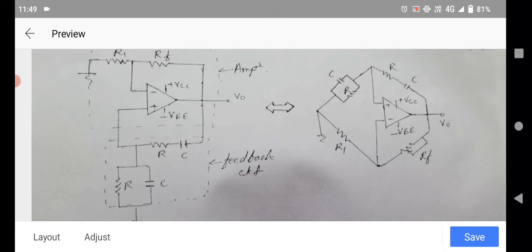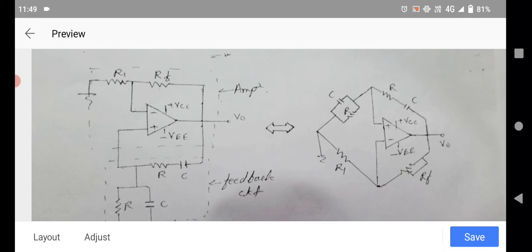The main part of this circuit is the operational amplifier. The inverting terminal is connected to ground through the input resistor R1, and RF is the feedback resistor. That means the output is connected to the inverting terminal of the operational amplifier through the feedback resistor RF.